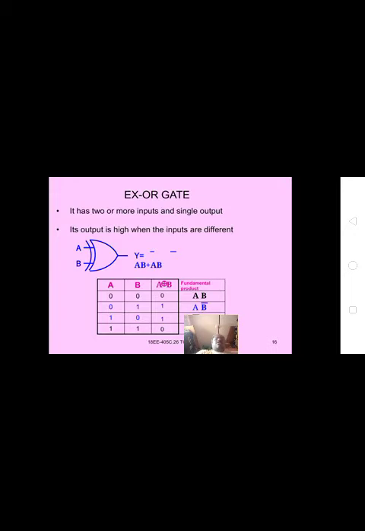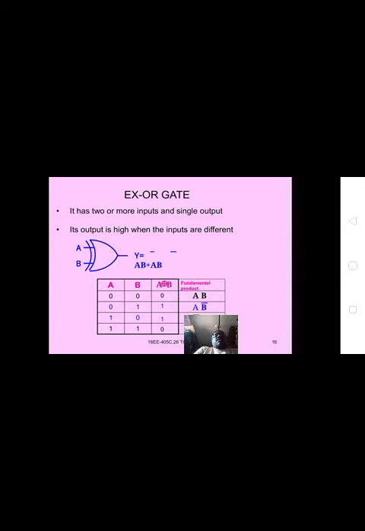Next gate is XOR gate. It has 2 or more inputs and only a single output. Its output is high when the inputs are different. Y equal to A into B bar plus A bar B.